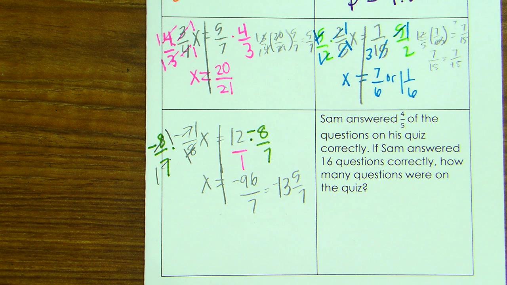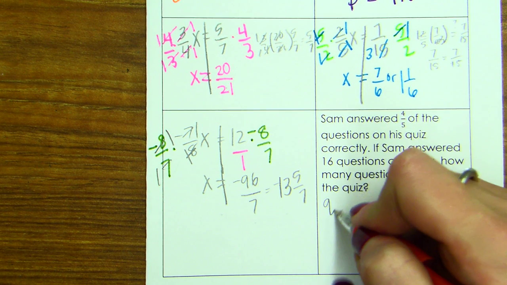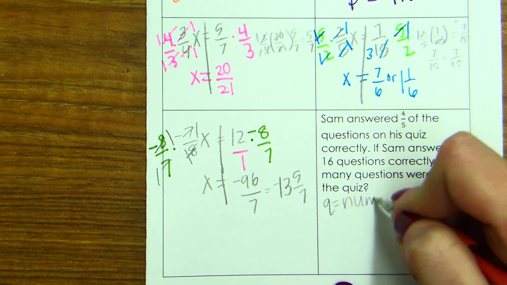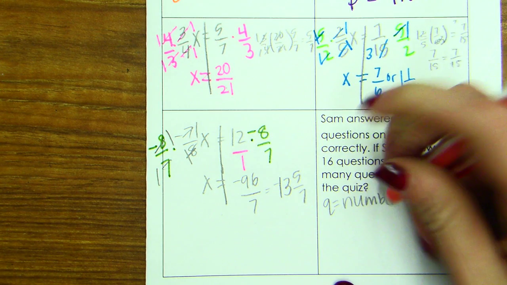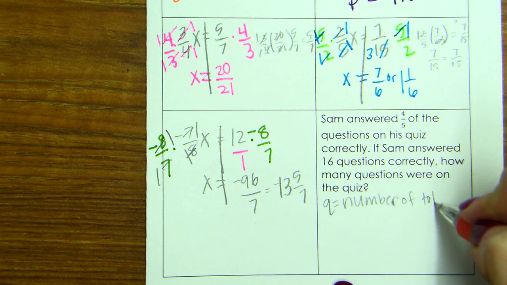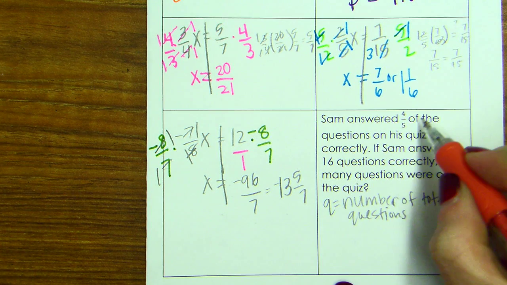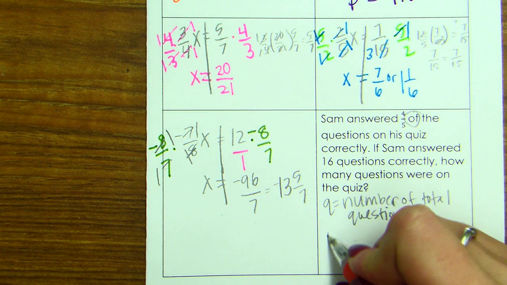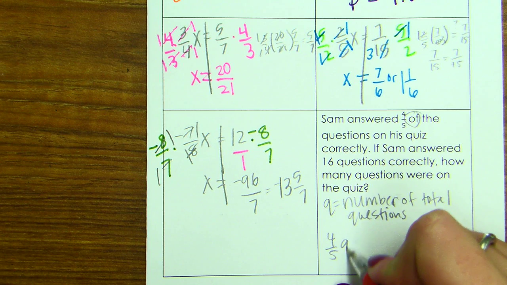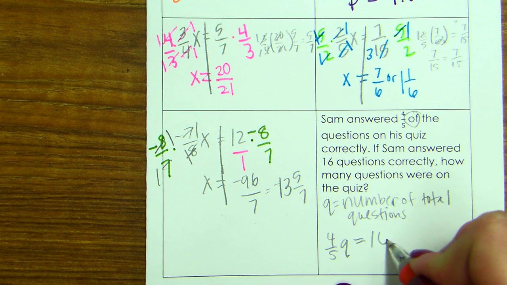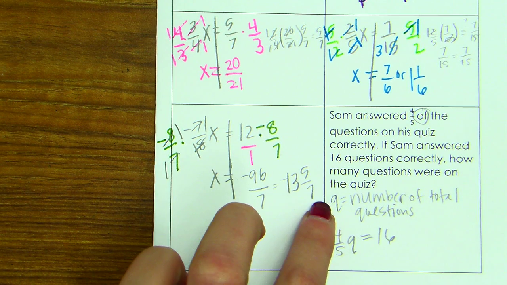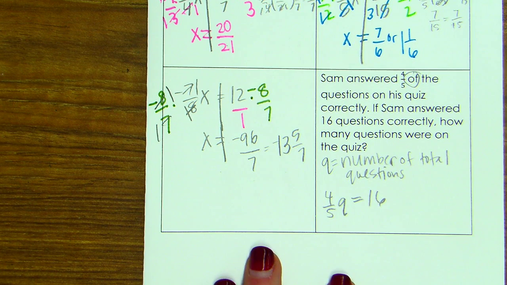The last one says Sam answered 4/5 of the questions on his quiz correctly. If Sam answered 16 questions correctly, how many questions were on his quiz? So first thing we always do when we do a story problem is we define our variable. So I'm going to let Q equal the number of total questions on the quiz, and of means I'm going to multiply. So I'm going to do 4/5 of means multiply by the total number of questions was 16 questions. So first I define my variable, then I write my equation. Now I can solve my equation.